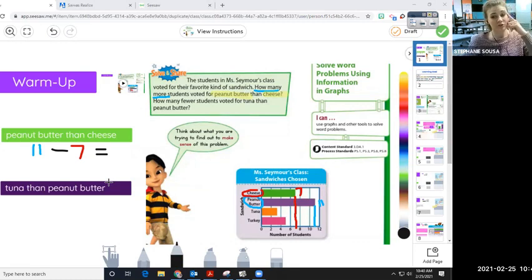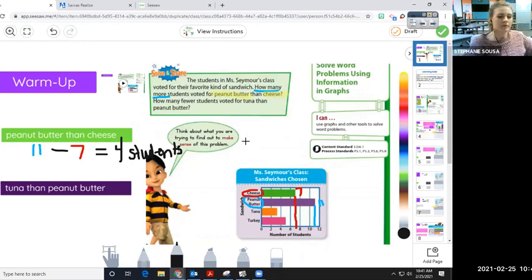Miss Sousa, this is so easy. You're right, but I'm checking your reading graphs, not your subtraction. 11, 10, 9, 8, 7, 6, 5, 4. 4 students. Boom. 4 students voted for peanut butter than cheese. 4 more.